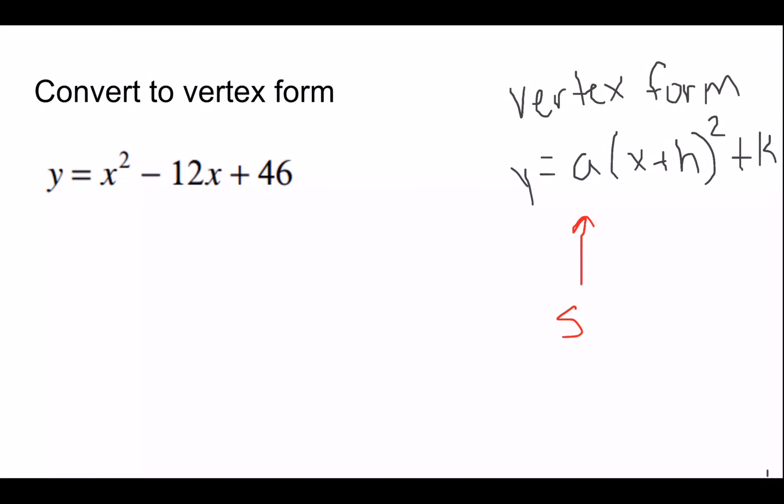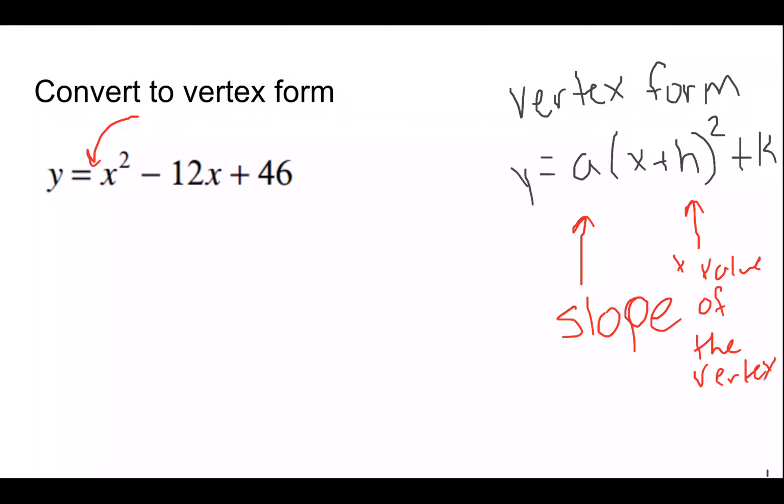A, if you remember, is always the slope. The nice part about that is it's the same as the number in front of the x squared. H is the x value of the vertex. So it's the x value of the vertex, and it's the opposite x value. So it's the negative x value, because we want to make the inside 0. And k is just the y value.